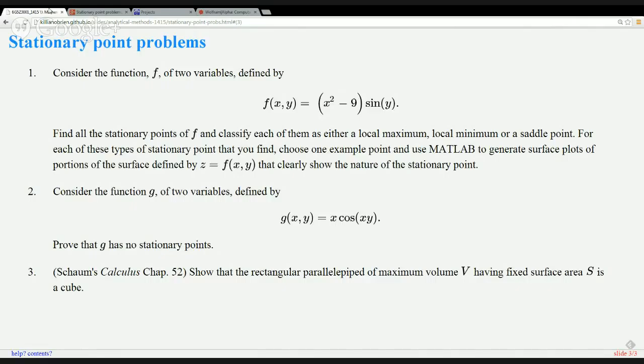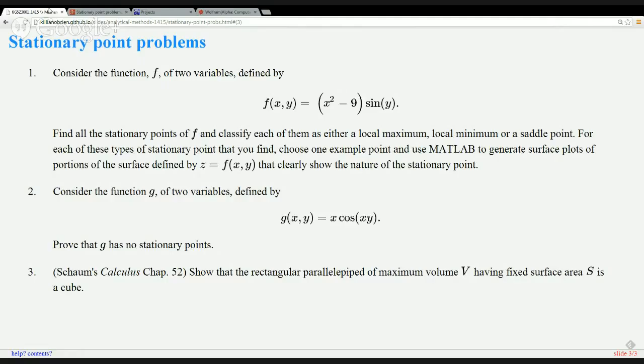They're both questions about stationary points. We've got these two functions, f and g. f is x squared minus 9 times the sine of y. g of x, y is x times the cosine of the product. And we'd like to investigate their stationary points. So the directions for question 2 are the directions for question 1. Question 1 seems to imply that there are stationary points.